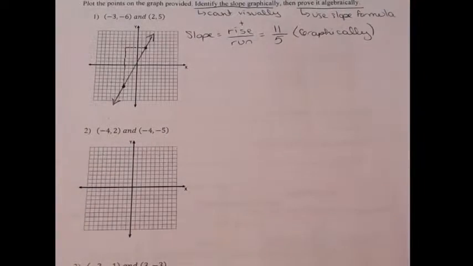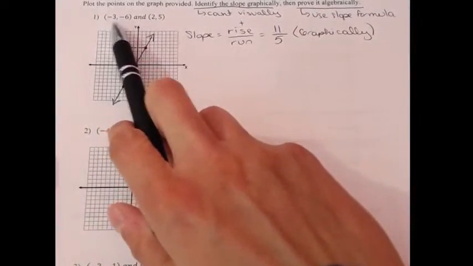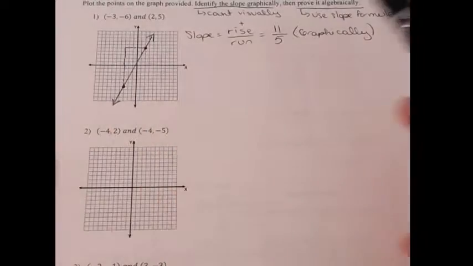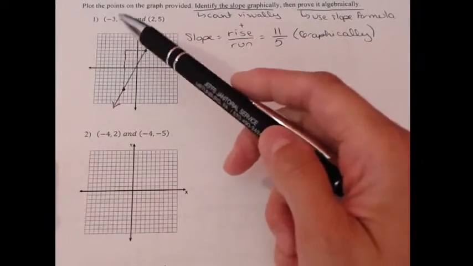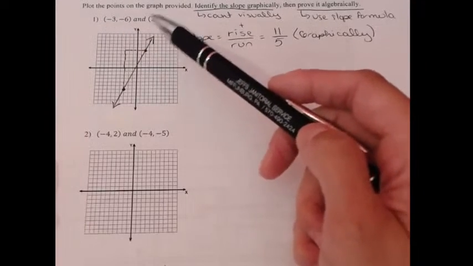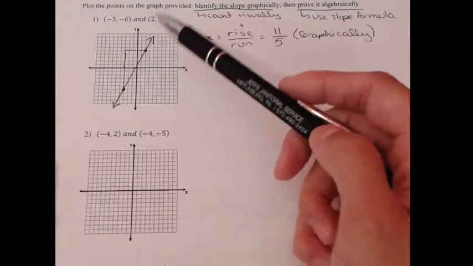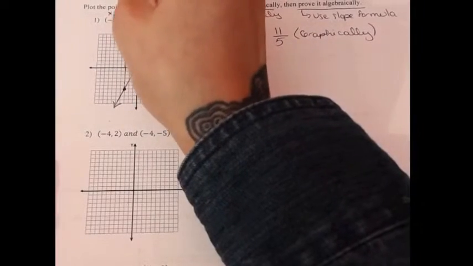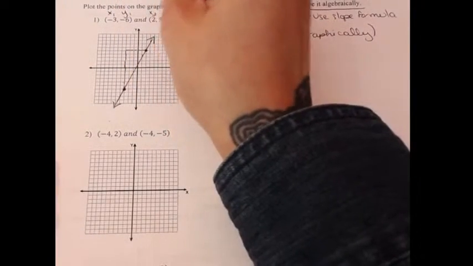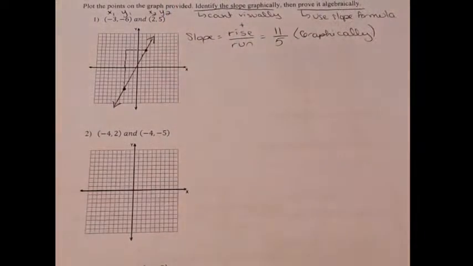Now, if I'm going to prove this, it's going to help us if we label our ordered pairs. I'm going to call this first ordered pair x1, y1. I'm going to call that my first point. And here's my second point, so I'm going to call that x2, y2. So right above each coordinate: x1, y1, x2, y2.